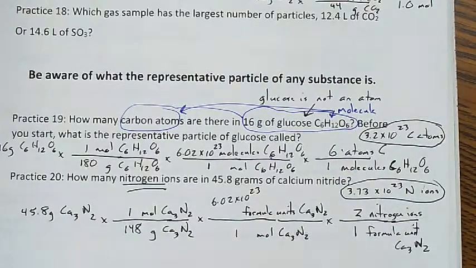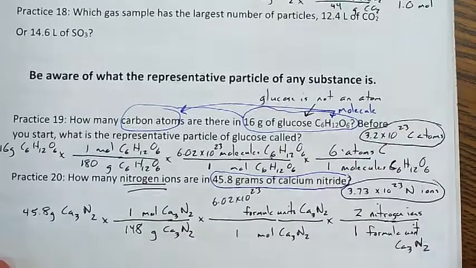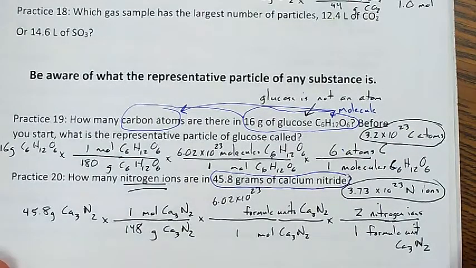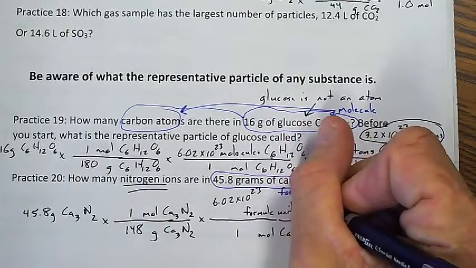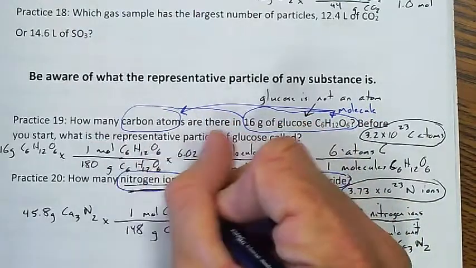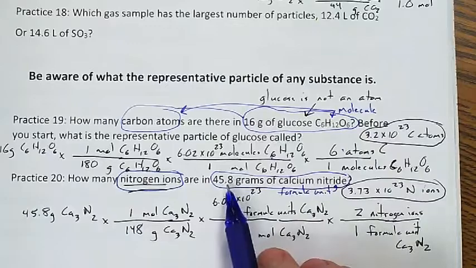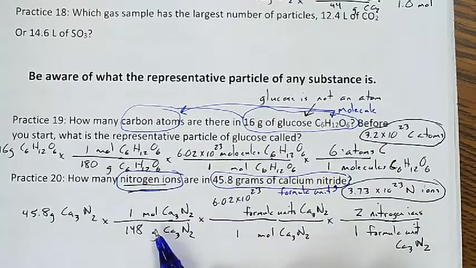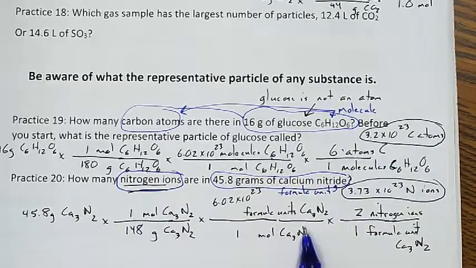Same thing for the one at the bottom. We're starting off with 45.8 grams of calcium nitride, and calcium nitride is an ionic compound, and the smallest part of an ionic compound is actually called a formula unit. And they want to know nitrogen ions. That's not a nitrogen ion. So what we can do is go from grams to moles to formula units of this, and then multiply it by the number of nitrogens that are actually in there.